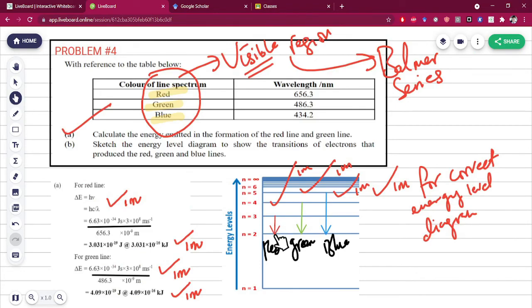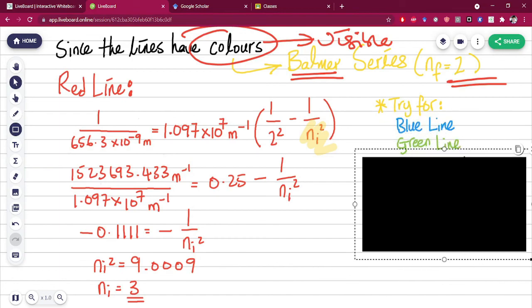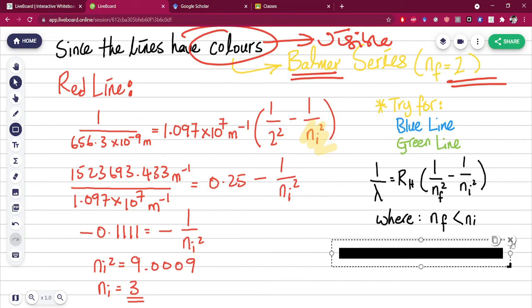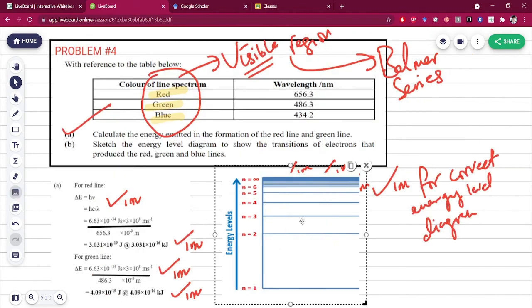The same technique can be applied when you want to find the green and the blue lines. I'm going to leave that for you guys to try. Try the blue line and green line by using the equations over here, and you should be able to get the answer for these transitions.